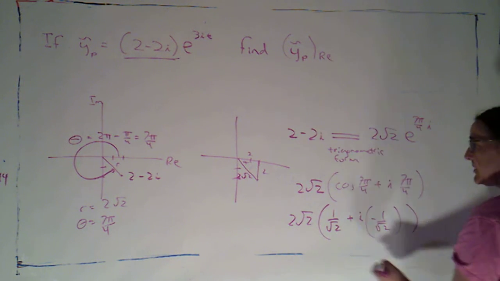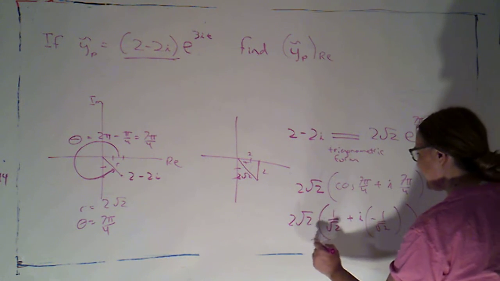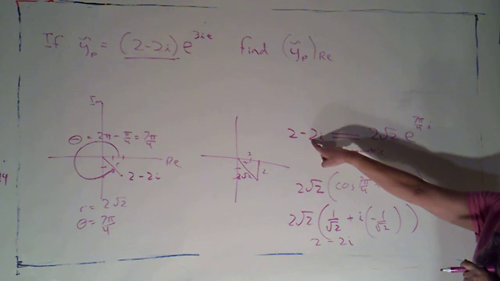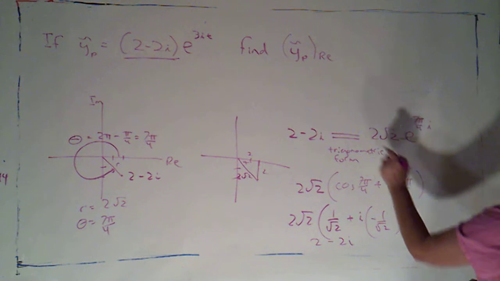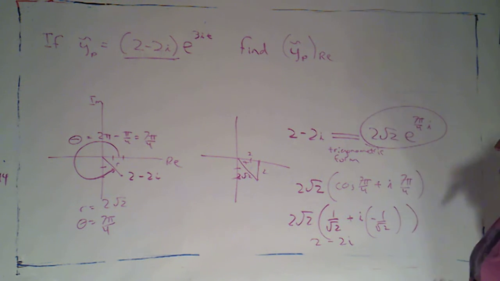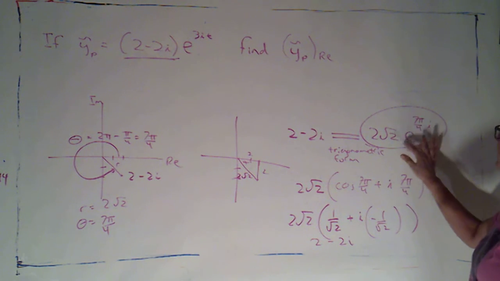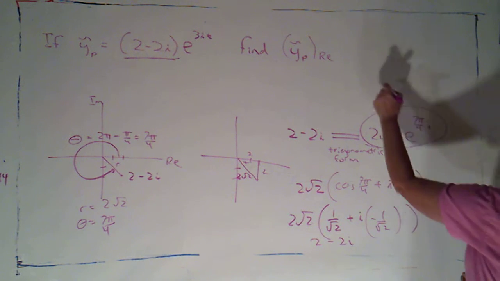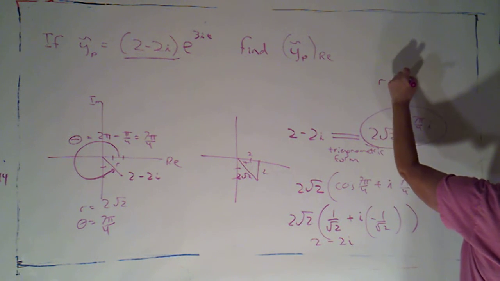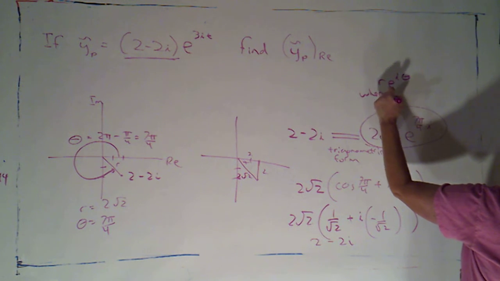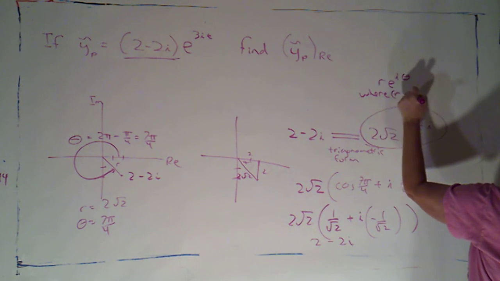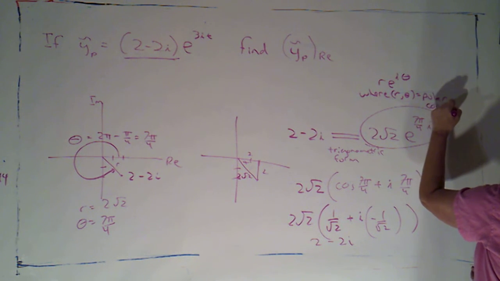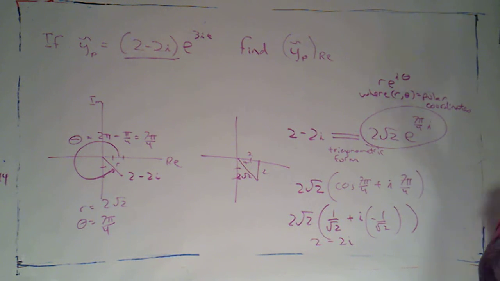Now, if I distribute that, those root 2's are going to cancel. I'm going to get 2 minus 2i, which is exactly what we stated here. Okay. So this just always gives me another way of writing a complex number. It's essentially r e to the i theta, where r and theta are polar coordinates for my point.